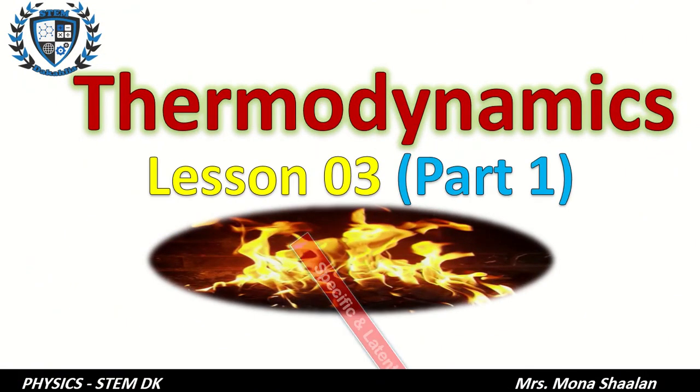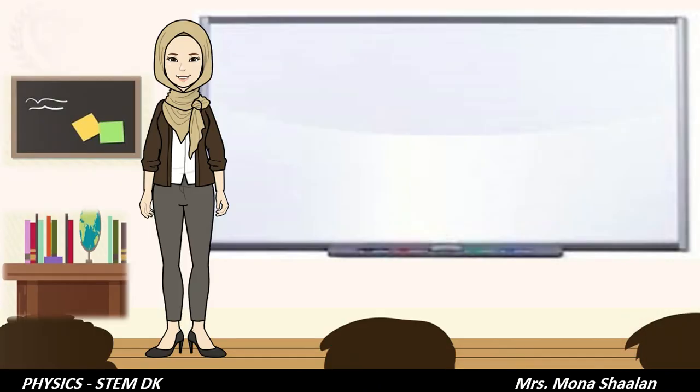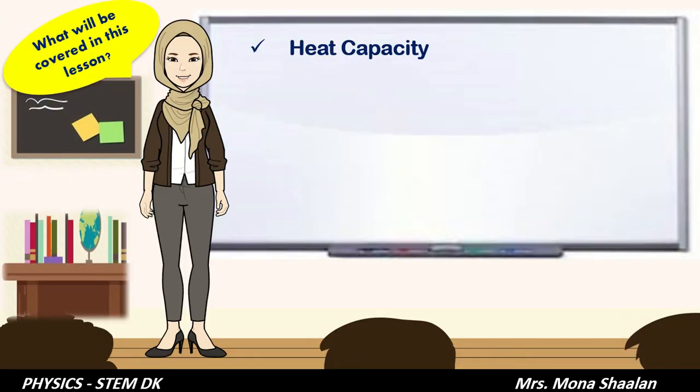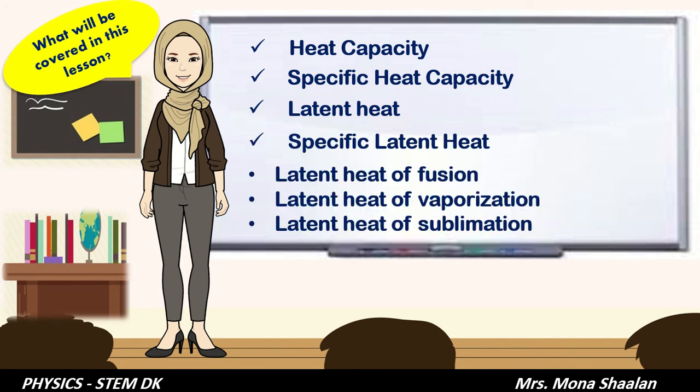Completing Thermodynamics of lesson 3, we will talk about specific and latent heat. What will be covered in this lesson? Heat capacity, specific heat capacity, latent heat, specific latent heat, and their types: latent heat of fusion, latent heat of vaporization, and finally latent heat of sublimation.